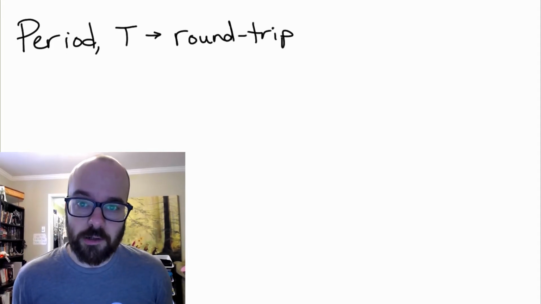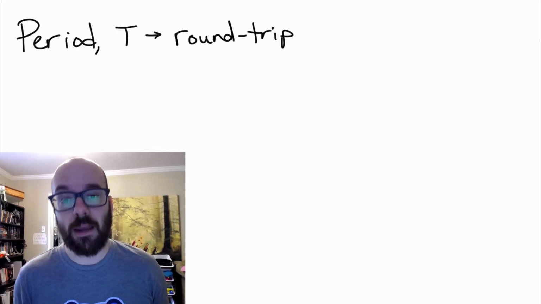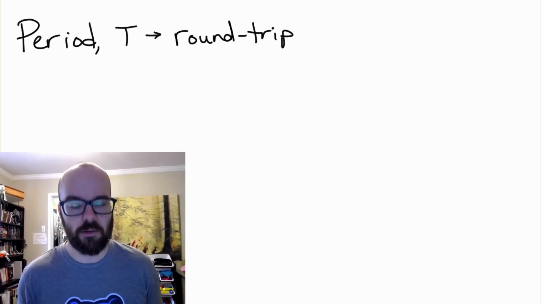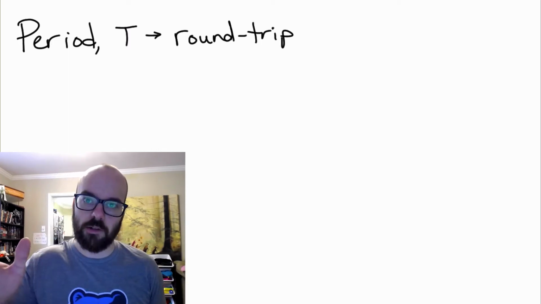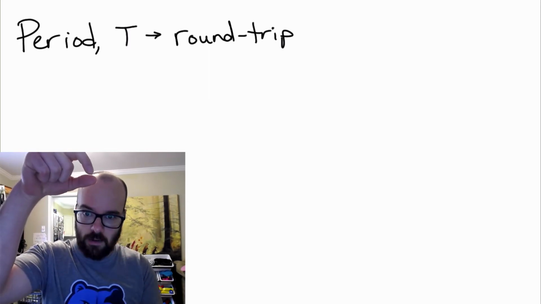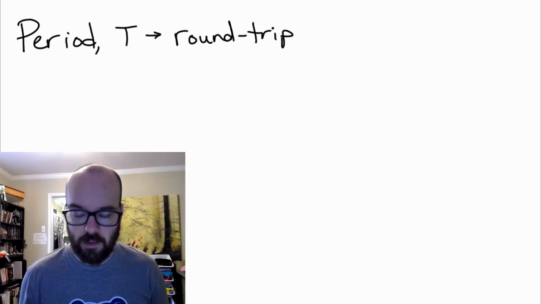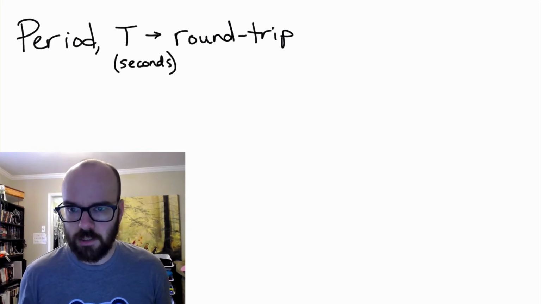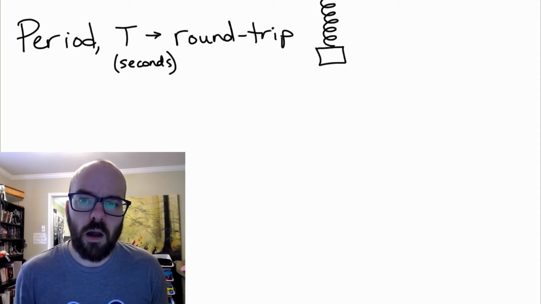Period, we use the letter T for that as its variable. It's a time, it's the amount of time it takes for a round trip to happen. So if that's a pendulum, it's the pendulum going one way and then back to its original spot. Or if it's a spring block oscillator, it could be the mass moving down and then back up to its original position. So it's going to be a round trip, the time that takes. And so most of the time we'll be working in seconds, but it could be any unit of time. So let's take a look.